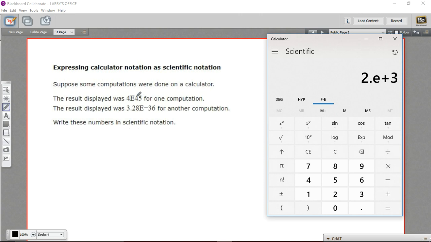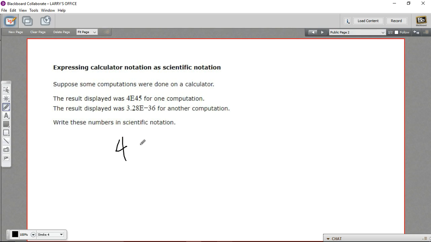The first one has the E and then a positive 45. So it's the number 4 times 10 to the 45th. And the second one, we have 3.28 before the E, so that's our number part. And then we have a minus 36 after, so that's the power of 10. So times 10 to the minus 36. So that is how to read that calculator notation for scientific notation.